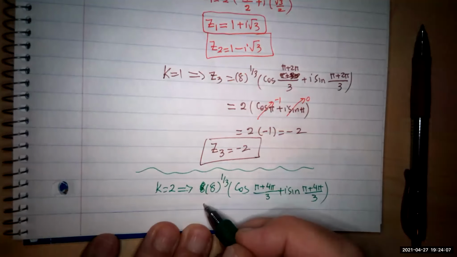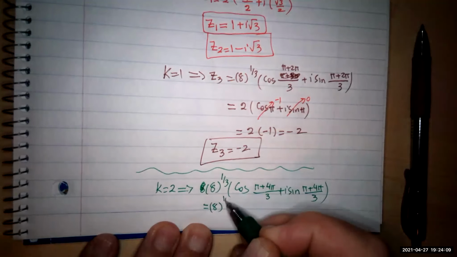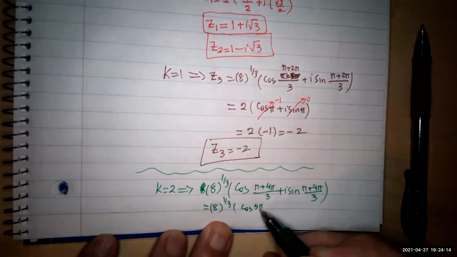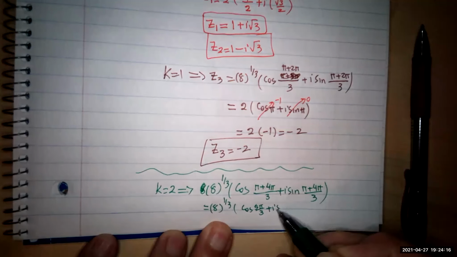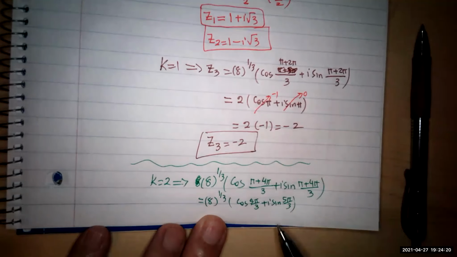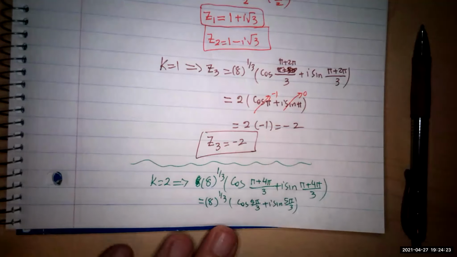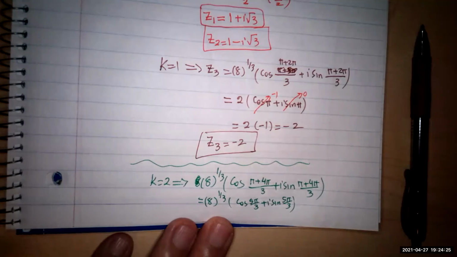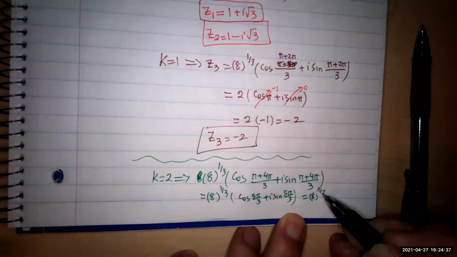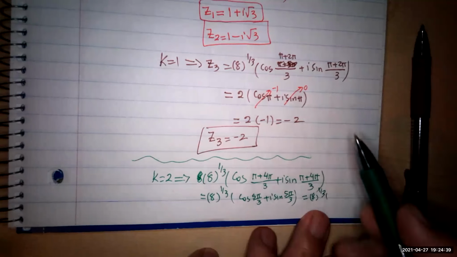Okay, so you have a to the 1/3 times cosine of 5 pi over 3 plus i sine of 5 pi over 3. Where is 5 pi over 3? It is 300 degrees, so you are in the fourth quadrant. So the cosine is the same as for 60 degrees, which is going to be 1/2.